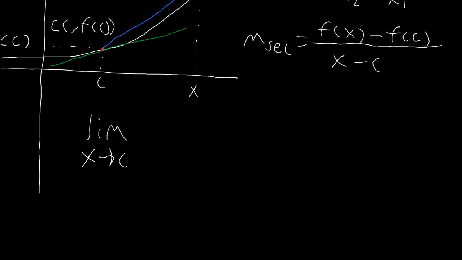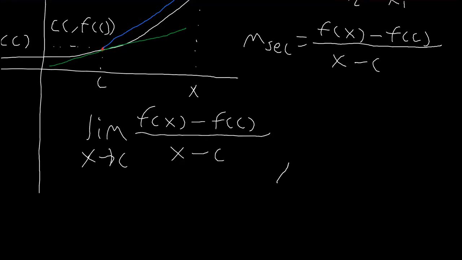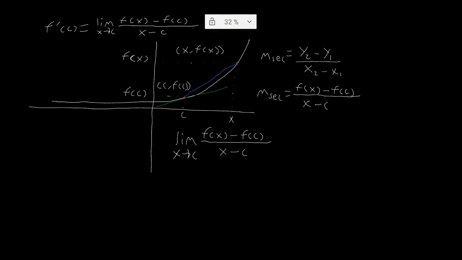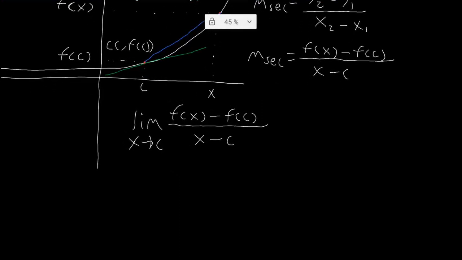So we can just plop in this formula to the limit, and we're going to have the limit as x approaches c of f of x minus f of c all over x minus c. And as we can see, this matches our original definition I gave you earlier. So that's how you can get the formula if you ever forget it.